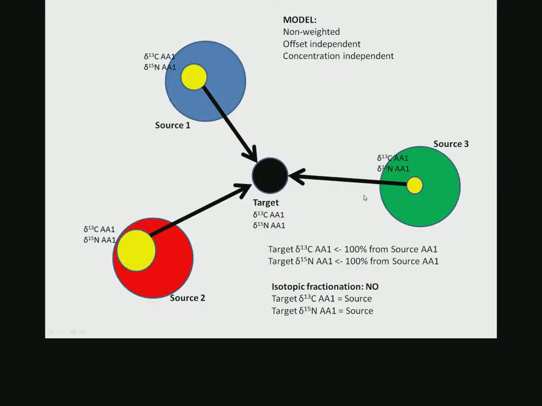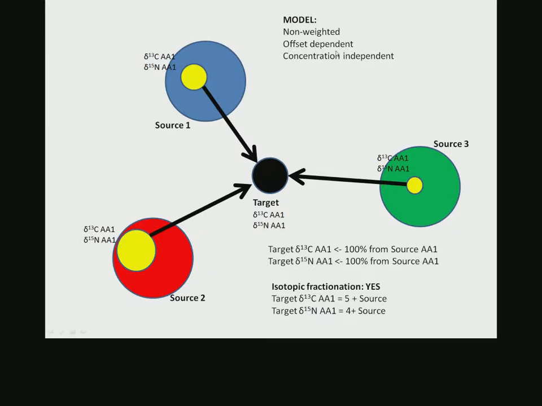So we wanted to estimate the contribution from amino acids in three different sources, and we had a non-weighted, offset-independent, and concentration-independent model. Now let's assume that there is isotopic fractionation happening, and so there will be an isotopic offset between the isotopic values measured in the target and those measured in the source. Let's assume that in the case of carbon this is 5 per mil, and in the case of nitrogen this is 4 per mil.